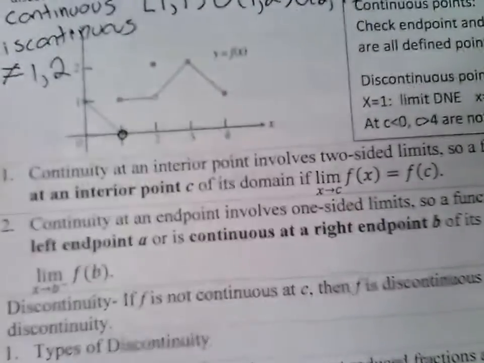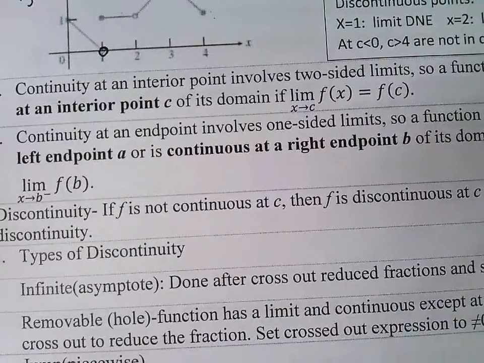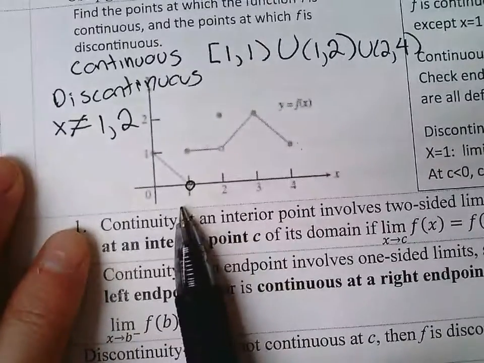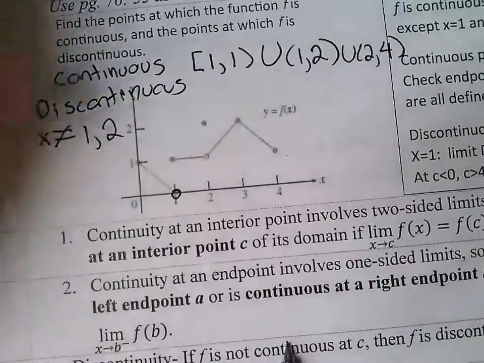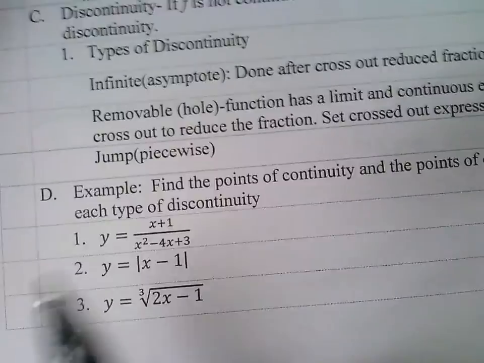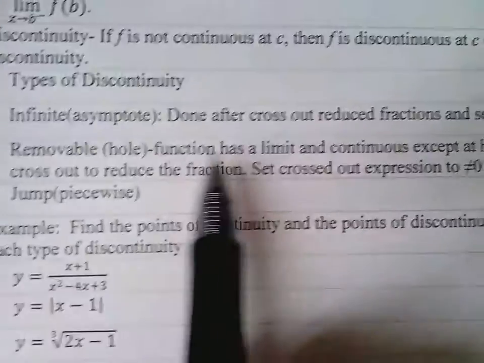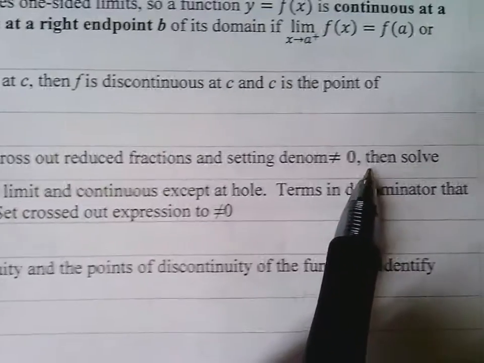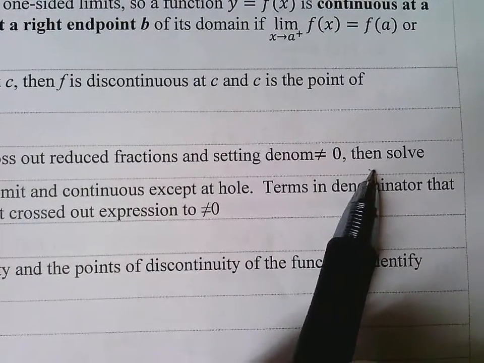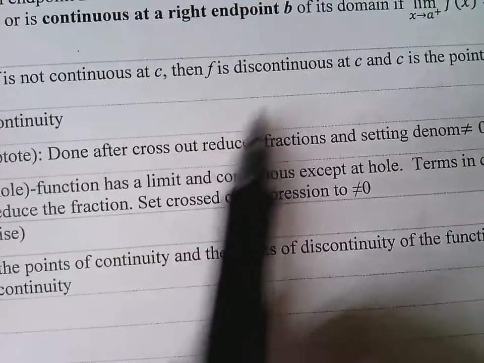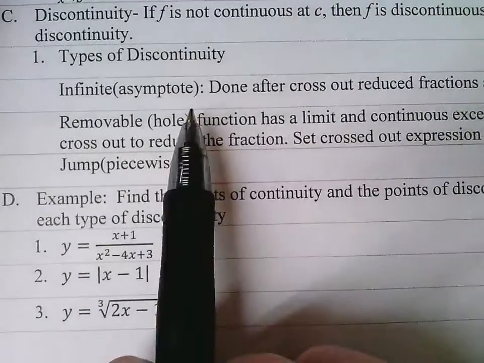Now let's discuss discontinuities. So if f is not continuous at c, then f is discontinuous at c, and c is the point of discontinuity. Okay, so we already kind of went over that. So c would be 1 and 2, right, in that example. So there are 3 types of discontinuities. There's infinite, which would be an asymptote. So this is done whenever you cross out a reduced fraction and set the denominator to not equal 0, then solve for x. The cross out the reduced fraction, if you crossed anything out, that would be a hole, not a vertical asymptote. And here's a hole.